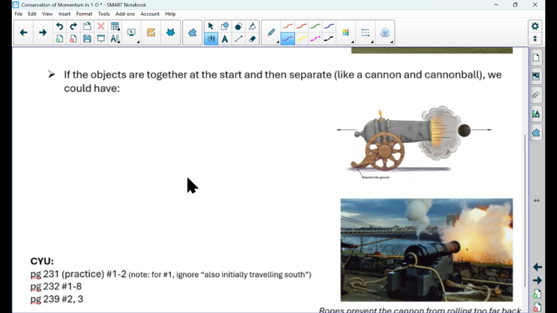We could also find ourselves in a situation where objects are together and then they separate. This happens anytime there's an explosion. So a common example of that would be like a hunting rifle or a BB gun or a cannon.